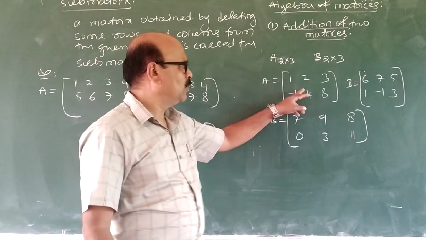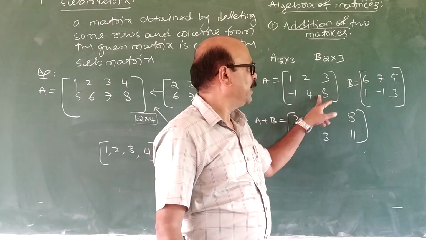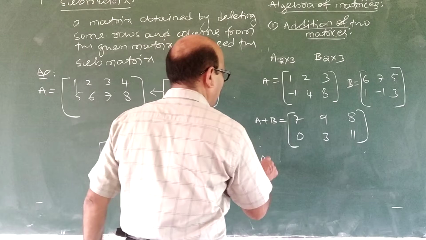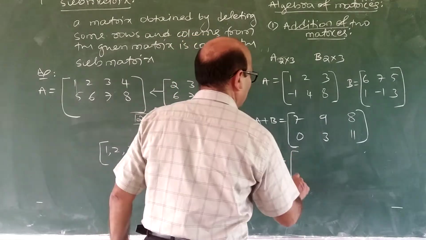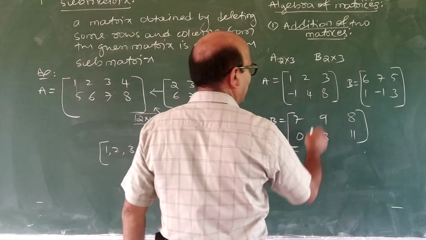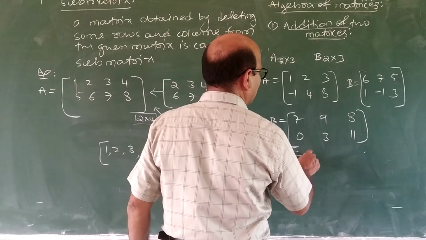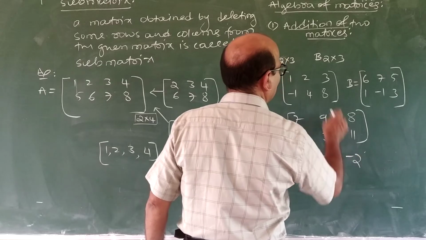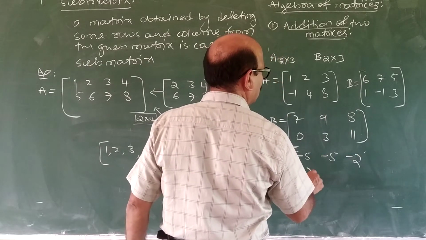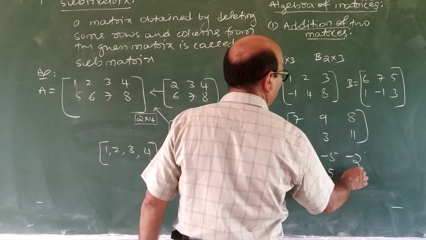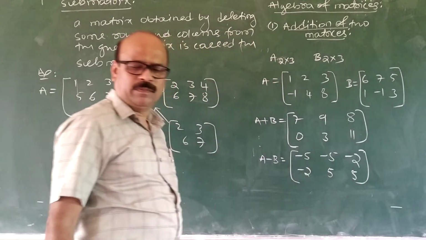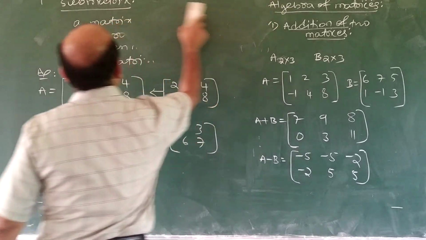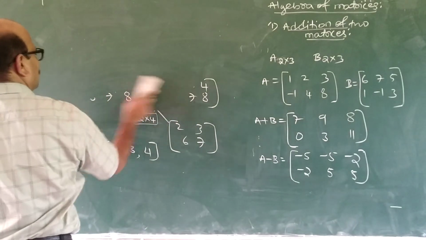If the order of A and B is the same, then only we can add two matrices. Similarly, we define A minus B. What is A minus B? A minus B is 1 minus 6, minus 5, 2 minus 7, minus 5, 3 minus 5, minus 2, minus 1 minus 1, minus 2, 4 minus minus 1, 5, 8 minus 3, 5. This is A minus B. So, addition and subtraction are defined like this.